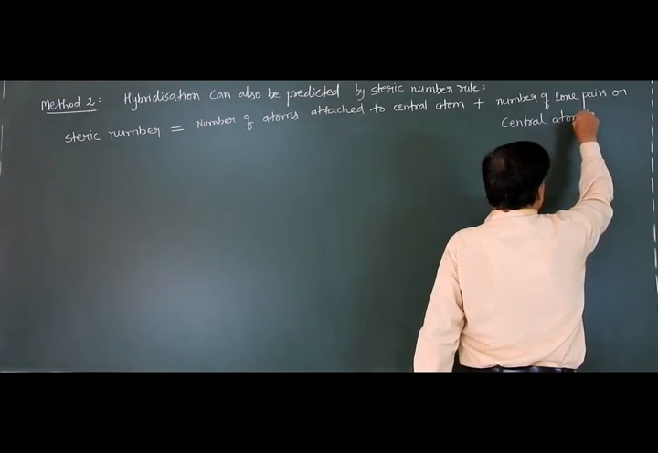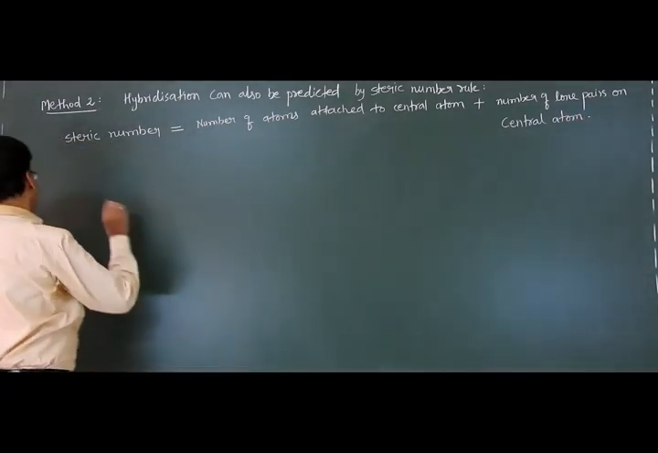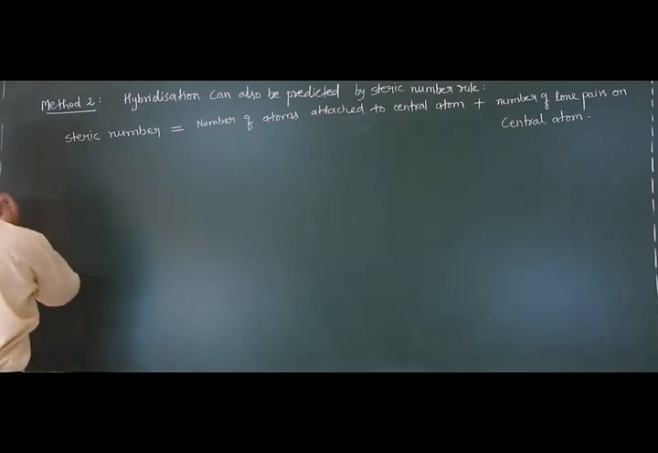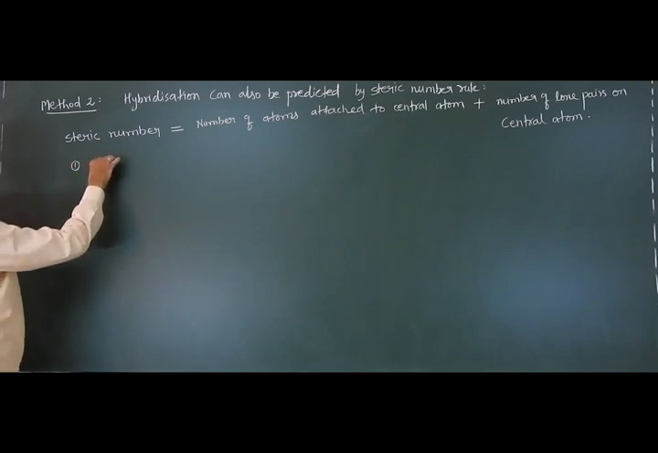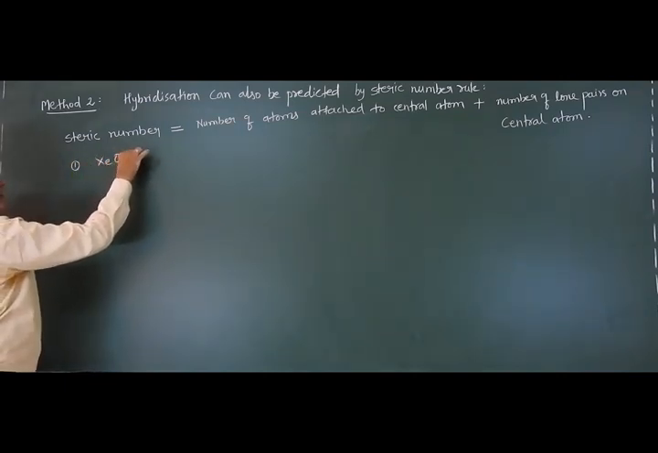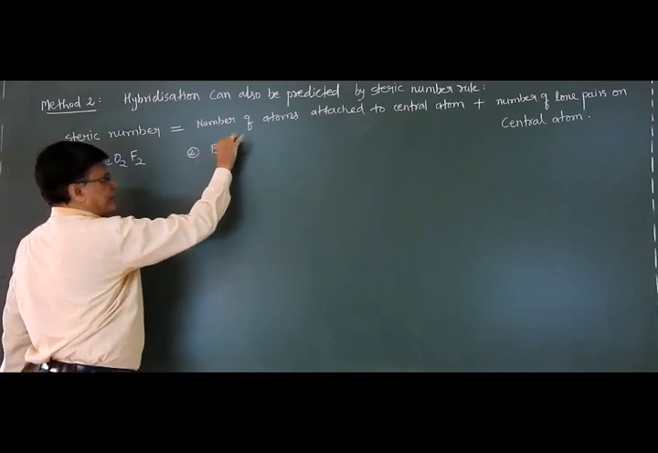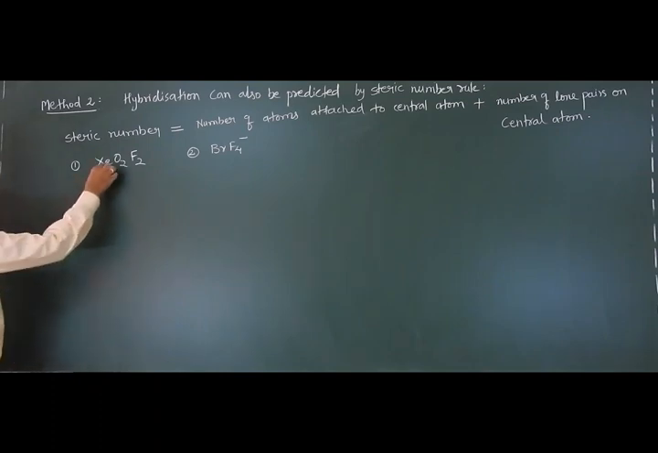On central atom. Clear? This is the second method. I will take one example here. Example one: xenon dioxy difluoride. Second example: BrF4 minus. We will discuss these two examples.